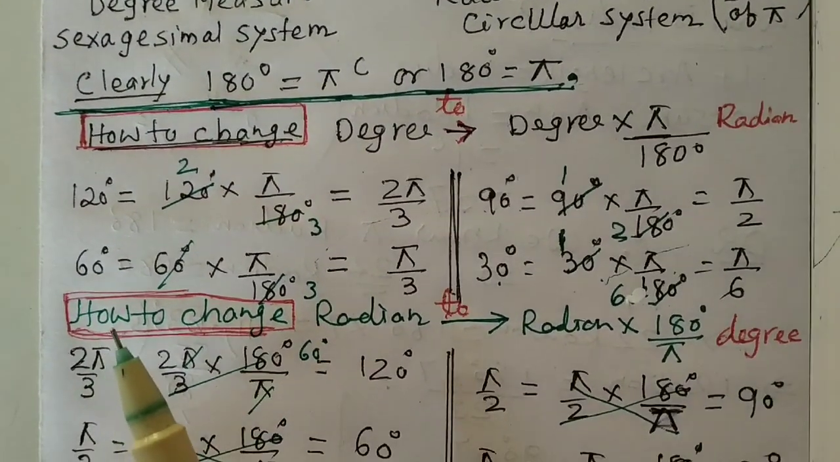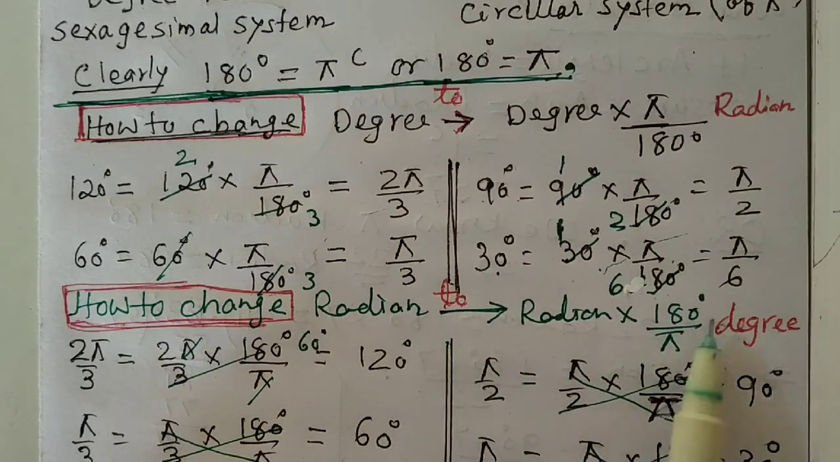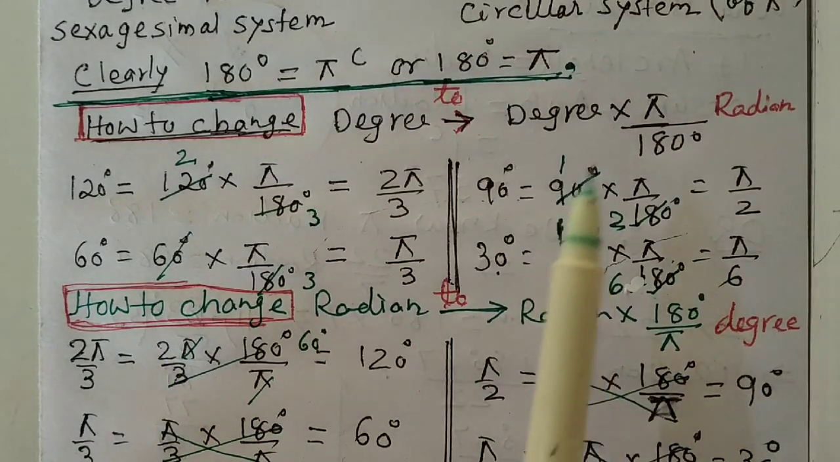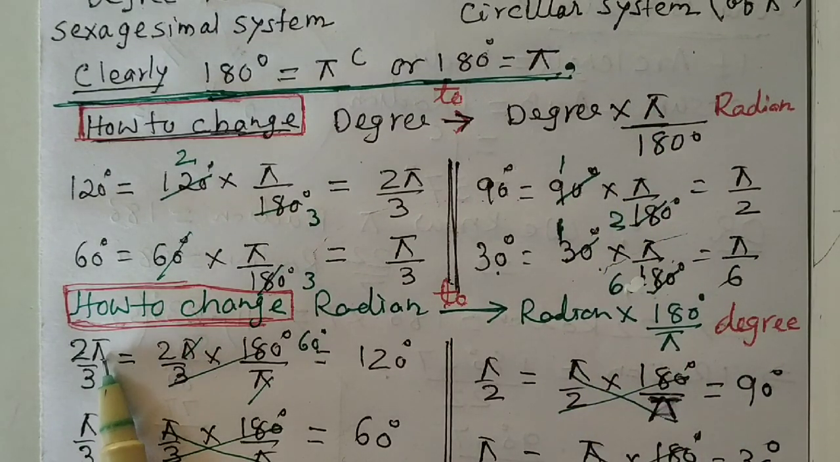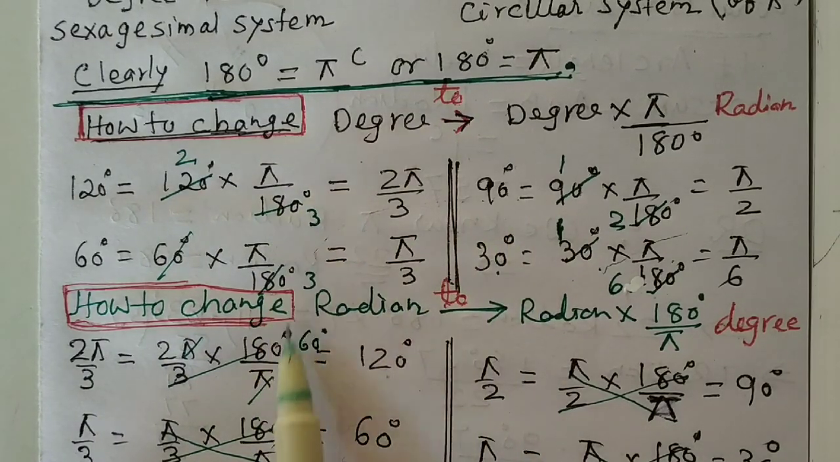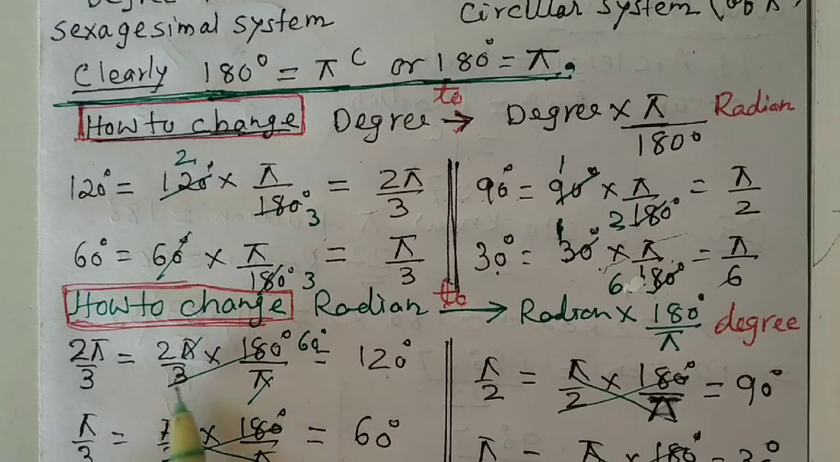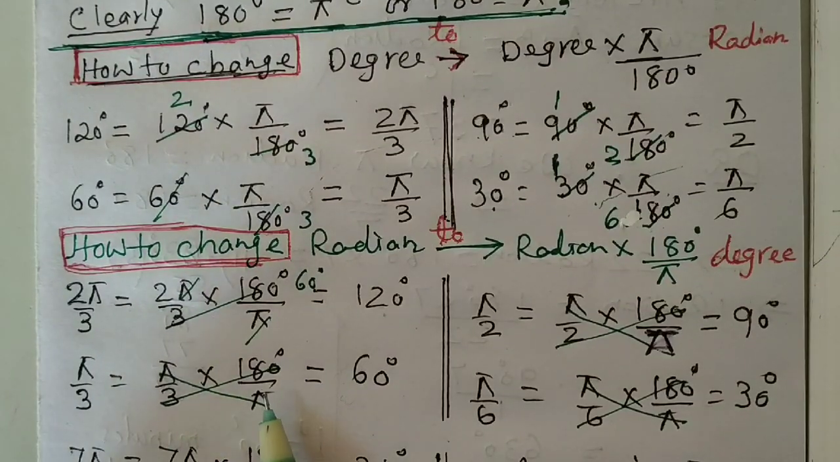How to change radian to degree? It is very easy. Radian to degree: multiply by the reverse of this, pi by 180, that is 180 by pi. So for 2 pi by 3, you have to cancel this pi, so pi should be in the bottom. The reverse of pi by 180 is 180 by pi, so that pi is cancelled. 2 into 180 by 3 gives 120, and so 120 degrees. Likewise, pi by 3 multiplied by 180 degrees by pi, cancel, gives 60 degrees. Likewise, pi by 2 can be converted to 90 degrees, pi by 6 to 30 degrees.